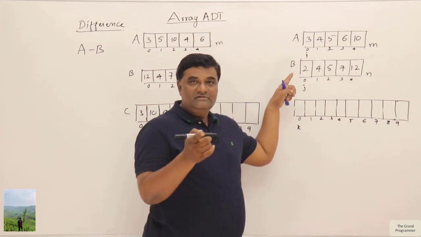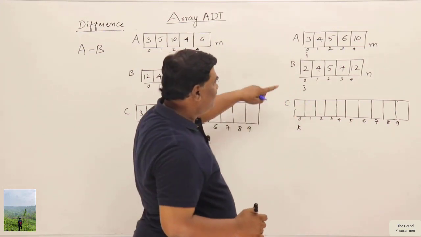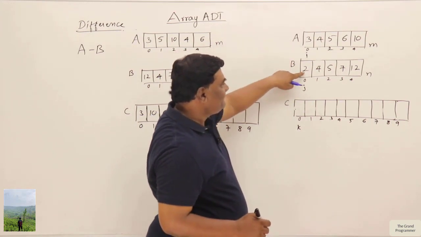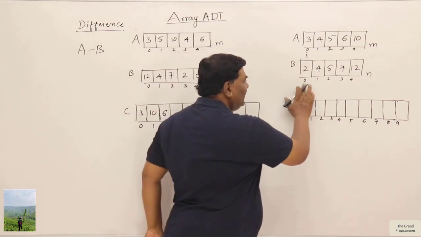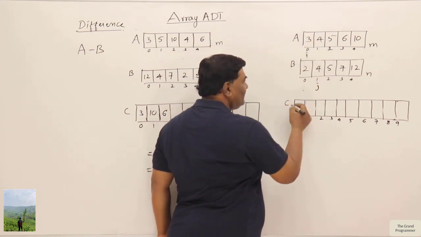Now we will run the process similar to merging. Let us start. A of i, B of j, this is small. So we don't want the element from B at all. Move ahead. Compare A of i with B of j. 3 is small, copy it.